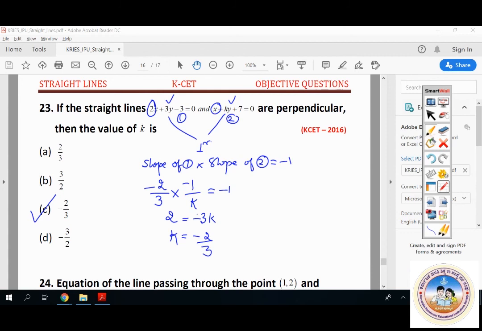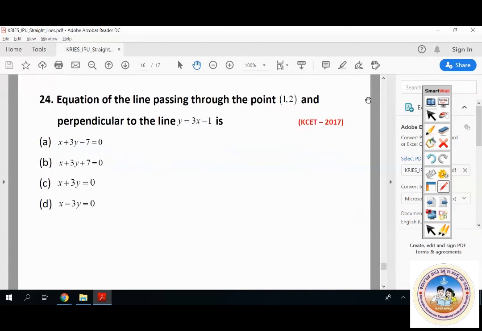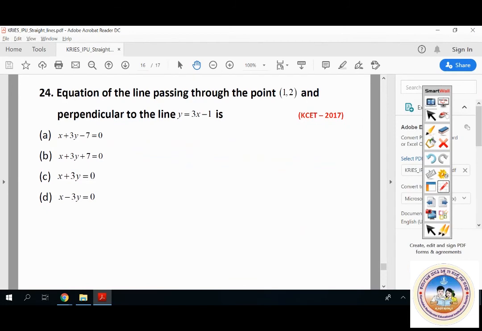It is given in 2016 CET paper ಅಲ್ಲಿ ಕೊಟ್ಟಿದ್ದಾರೆ, ಇದನ್ನ ನೋಡ್ಕೊಳ್ಬೇಕು. ಇಟ್ಸ್ ವೆರಿ ಸಿಂಪಲ್ ಕ್ವೆಶ್ಚನ್. ಹಾಗೆ ನೋಡಿ 2017 ಕ್ವೆಶ್ಚನ್ ಅಲ್ಲಿ ಏನು ಕ್ವೆಶ್ಚನ್ ಕೊಟ್ಟಿದ್ದಾರೆ ನೋಡಿ. ಈಕ್ವೇಶನ್ ಆಫ್ ದ ಲೈನ್ ಪಾಸಿಂಗ್ ಥ್ರೂ ದ ಪಾಯಿಂಟ್. ಸೊ ಲೈನ್ ಇಸ್ ಪಾಸಿಂಗ್ ಥ್ರೂ ದ ಪಾಯಿಂಟ್, ನಮಗೆ ಬೇಕಾಗಿರೋ ಲೈನು 1,2 ಅಲ್ಲಿ ಪಾಸ್ ಆಗ್ತಾ ಇದೆ. ಆ ಕಂಡೀಷನ್ ಫಸ್ಟ್ ಯೂಸ್ ಮಾಡ್ಕೊಳ್ಳಿ. x ಗೆ 1 ಹಾಕೋಣ, y ಗೆ 2 ಹಾಕೋಣ.